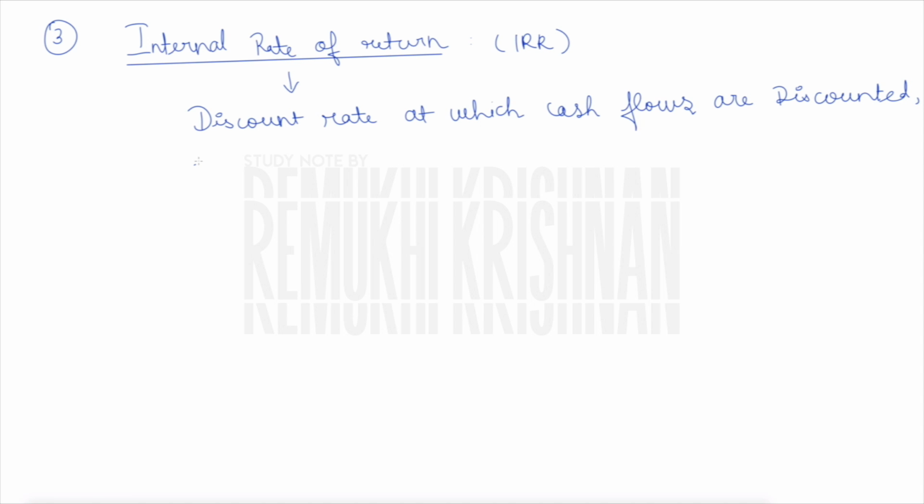Under the previous methods, you will be provided with the cost of capital. That cost of capital will be taken for the purpose of discounting your cash flow. Whereas under internal rate of return, what happens is you're going to find that rate itself. Okay, you will be finding your own rate.